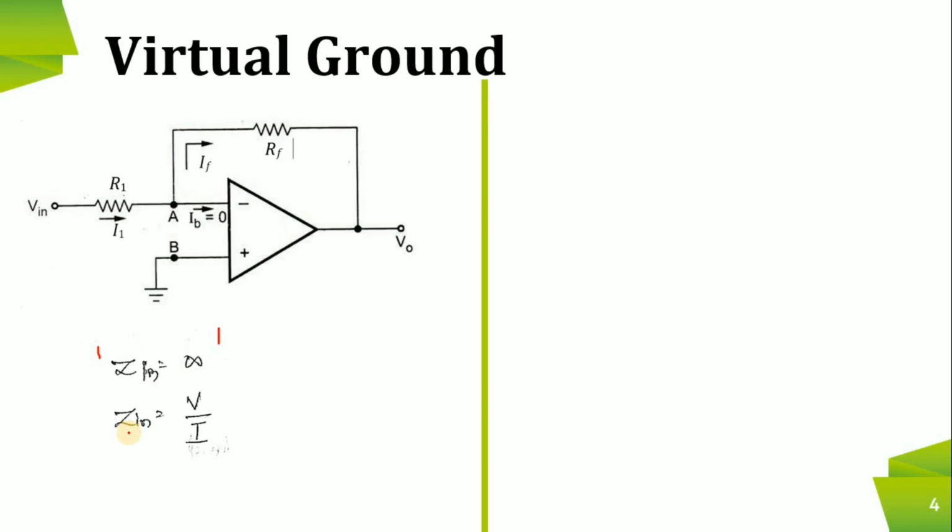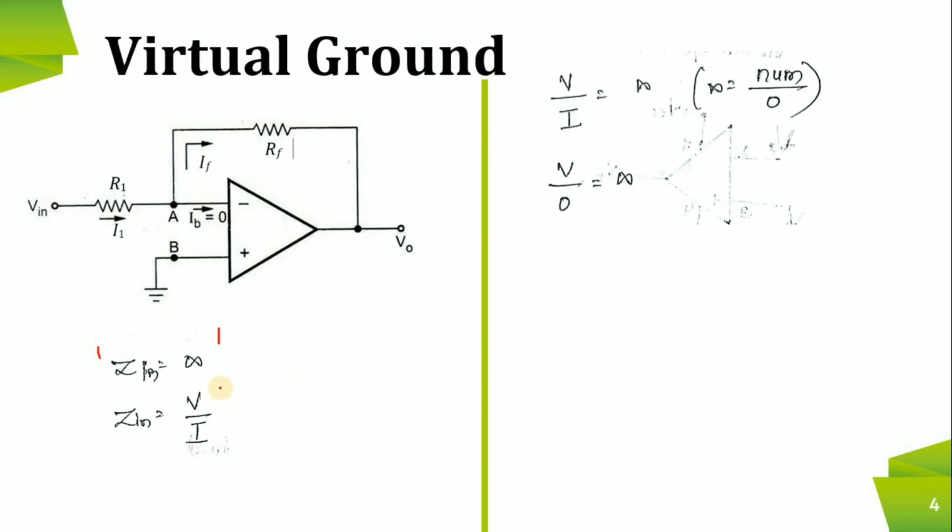So now we know that Zin is equal to V divided by I, that is applied voltage divided by the current. And what is the value of infinity? Any number divided by 0 is infinity. Now here Zin is equal to infinity, and Zin is equal to V by I. So I can equate V by I is equal to infinity.